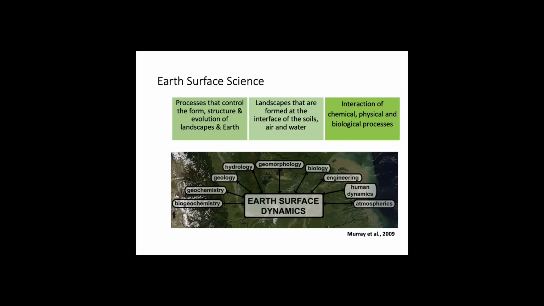Okay, so what are some of the phenomena we need to be concerned about when dealing with Earth surface science? Well, it's fundamentally important to view the Earth system as inherently interconnected. So we have processes that control the form, structure, and evolution of Earth and its landscapes, from the interfaces between soils, the atmosphere, the hydrosphere, as well as how these systems interact with the chemical, physical, and biological processes occurring on the surface and within Earth.